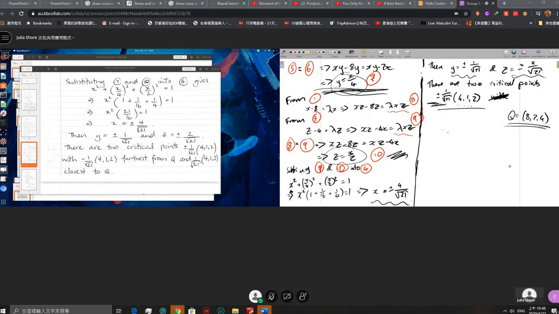So you only need to think about this one; it didn't want too much in the way of working out which is which. There are 2 points: -1 over root 21, (4, 1, 2) is furthest from Q, and 1 over root 21, (4, 1, 2) is the closest to Q. Okay, so that's that one done. We answered that question.